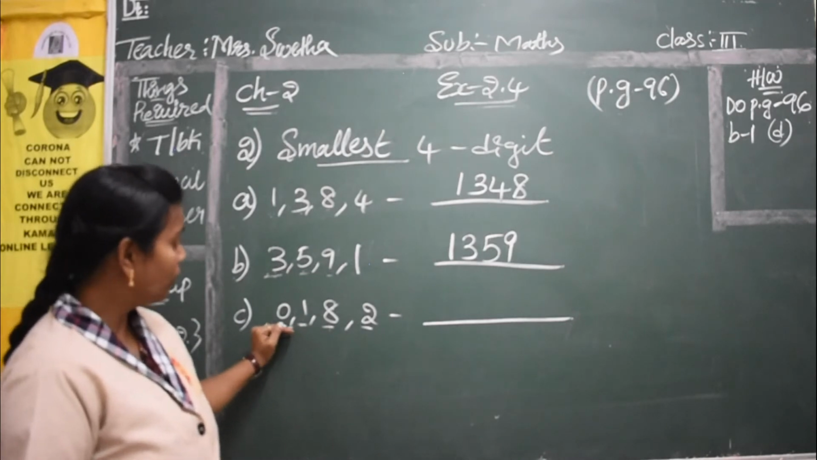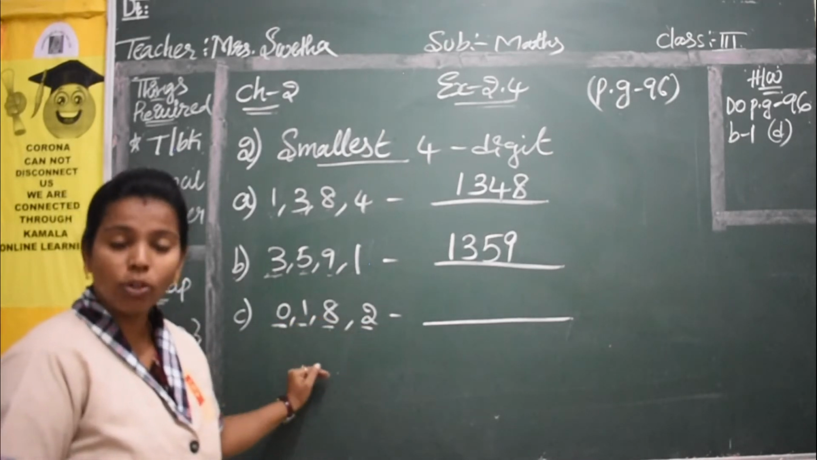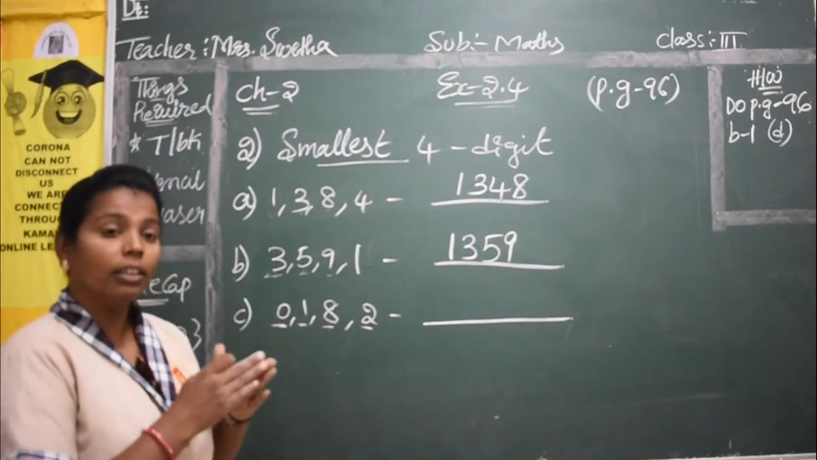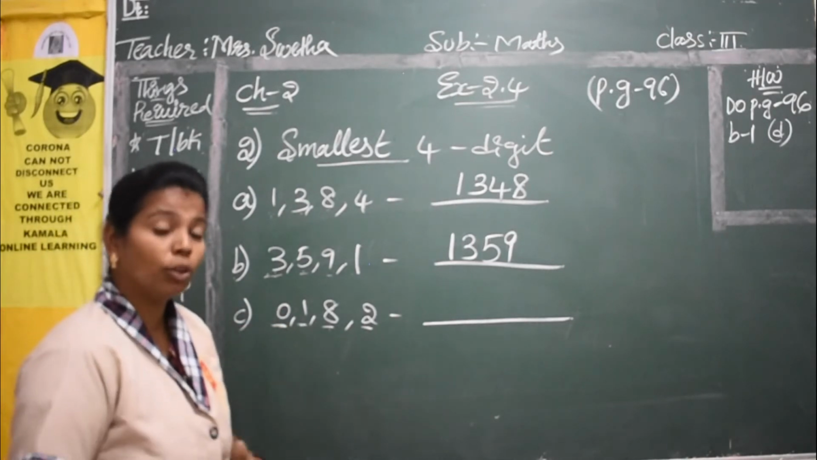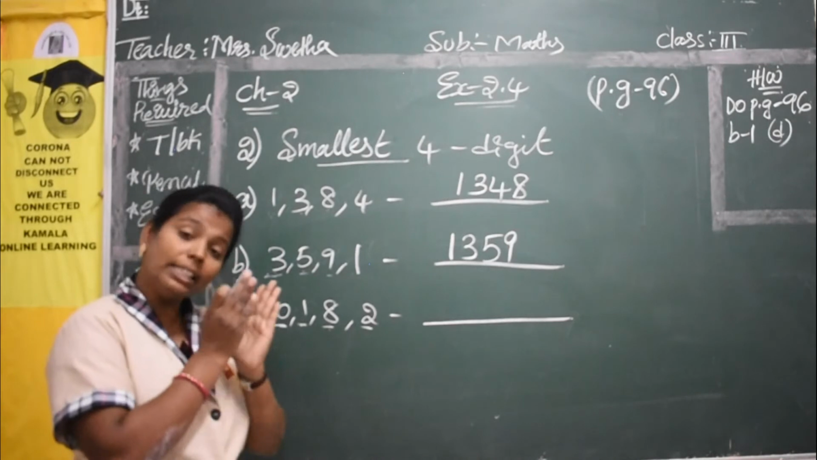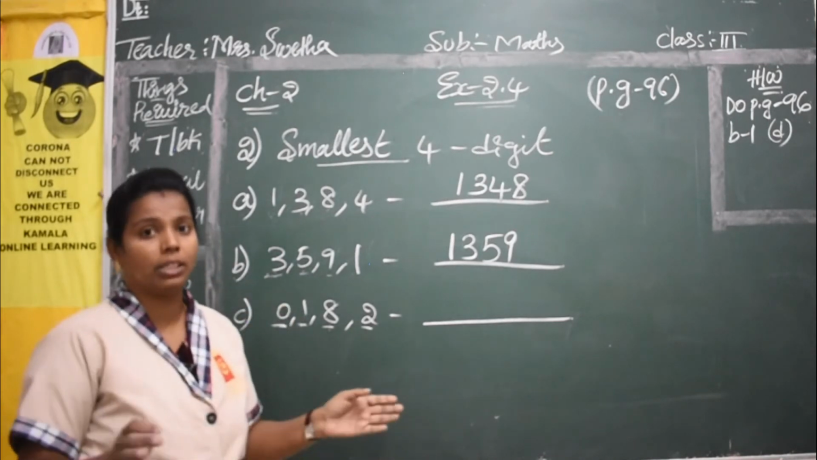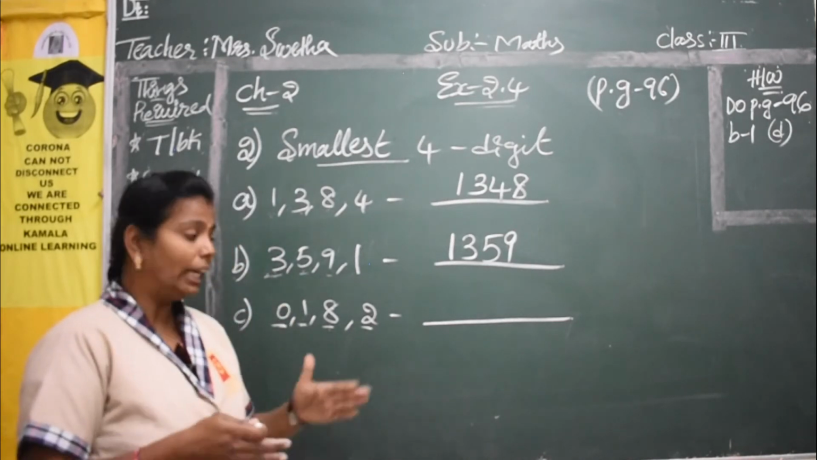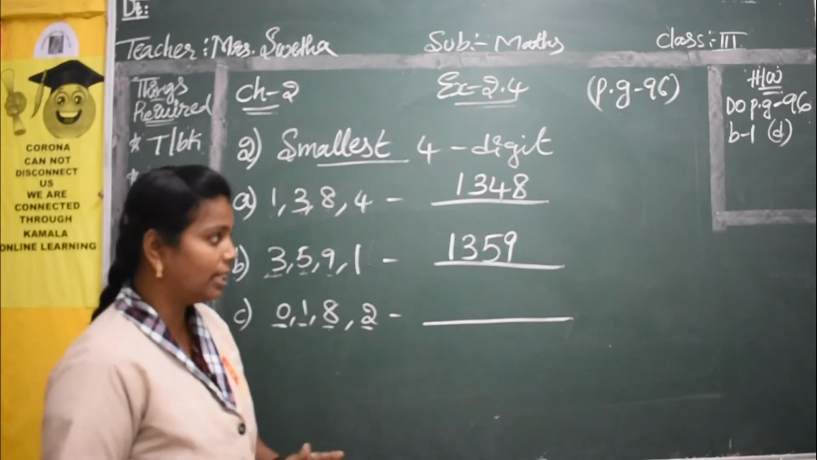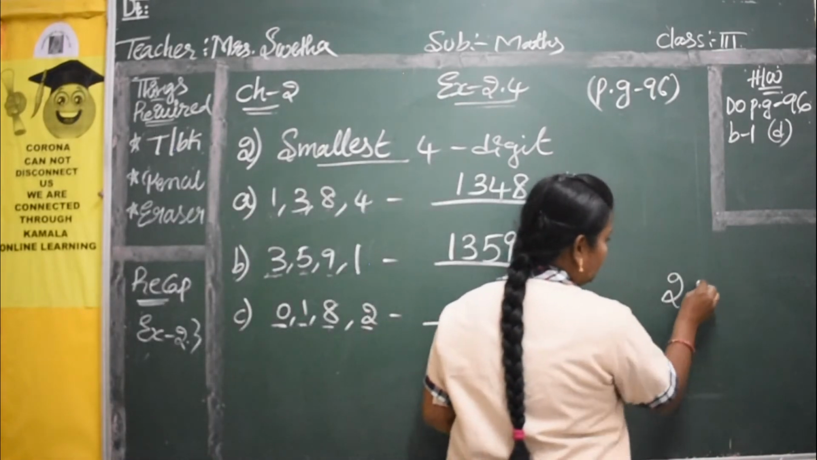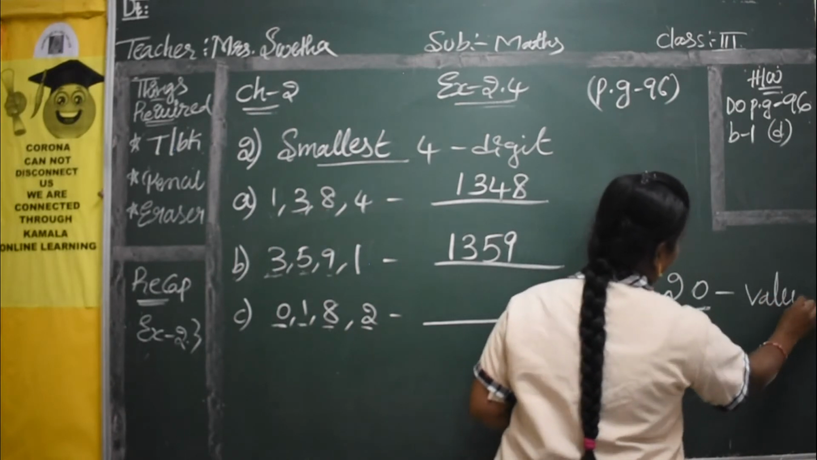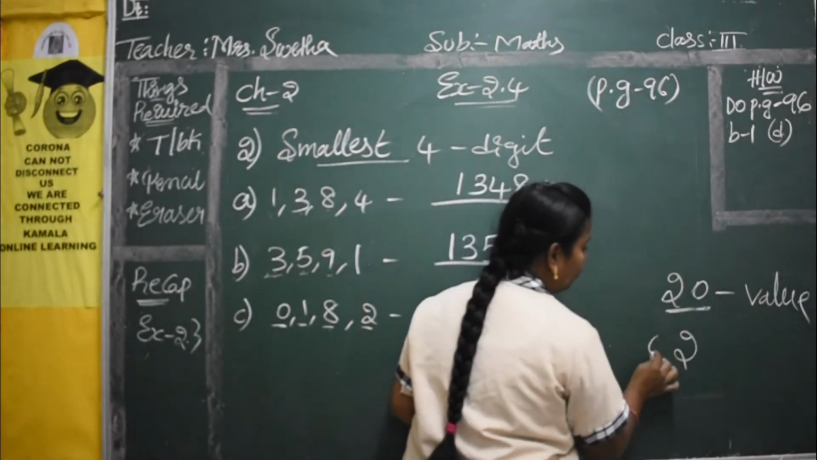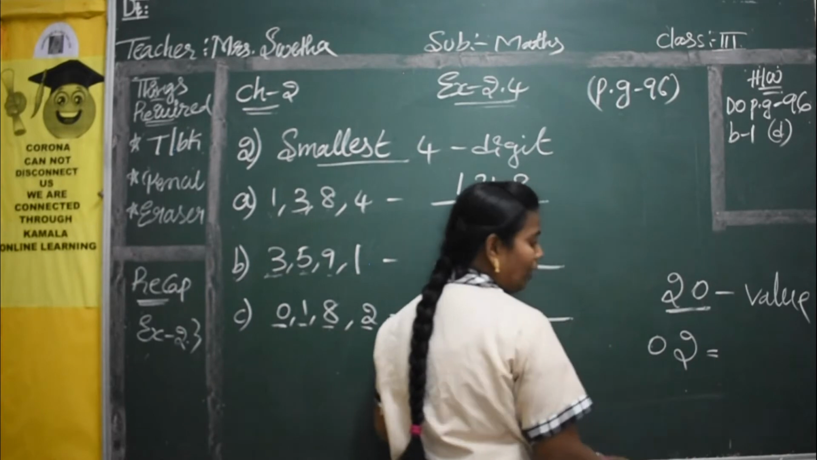Here, 0 1 8 2, from all these numbers we have to take the smallest number. See here you have 0, no? When you have 0, 0 is the smallest number, but you should not take it first. If you take 0 first, it will become a 3-digit number. As I said before, if you have 0 after a number, it will have a value. If you have 0 before a number, it will be a very low value.